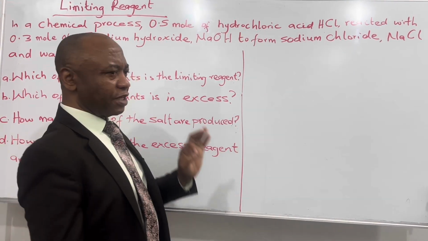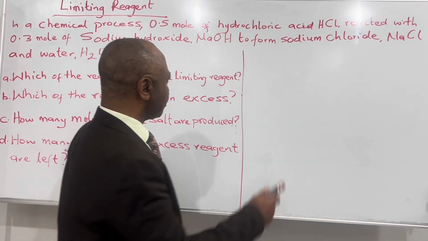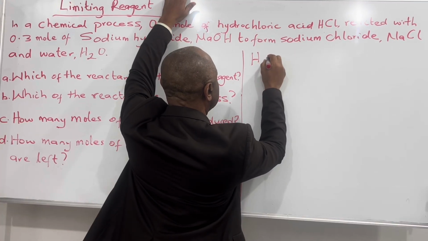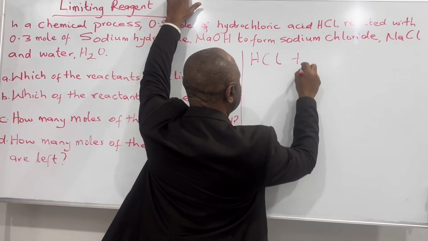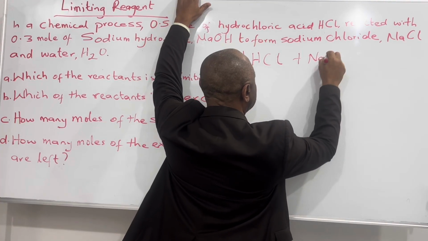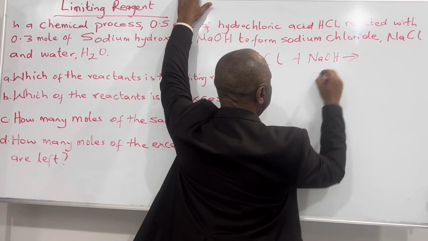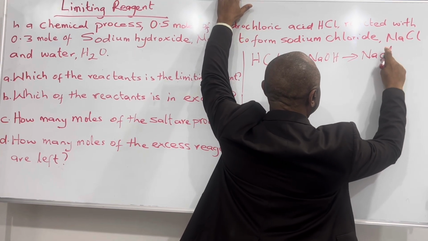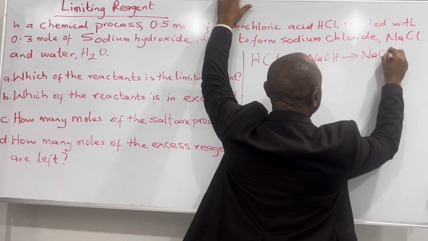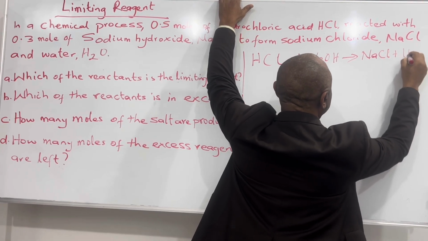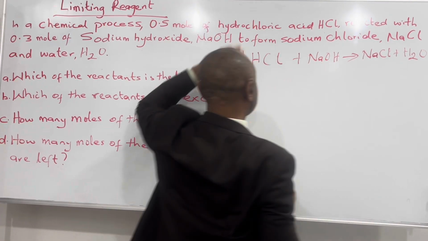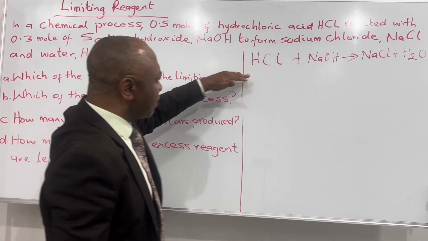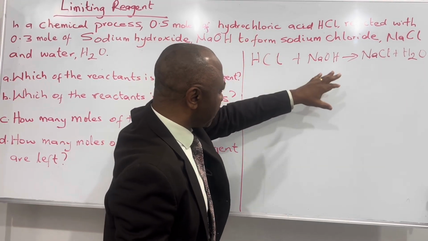You present this statement in a chemical equation. So you have hydrochloric acid plus sodium hydroxide will give you sodium chloride and water. That is the first step. The next step is to make sure that the equation is balanced.